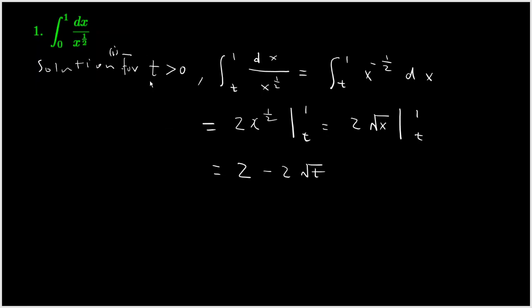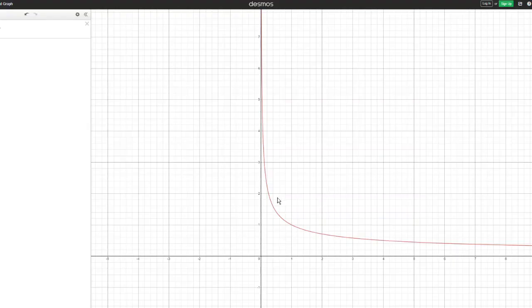So do not lose track of the meaning. The answer to the first step, I mean the answer of 2 minus 2 square root of t, is the area under the graph from t, which is slightly to the right of 0, to 1.